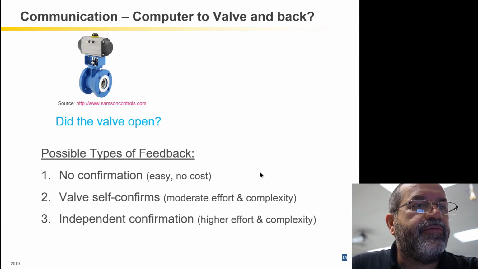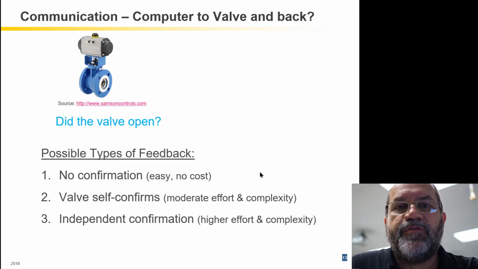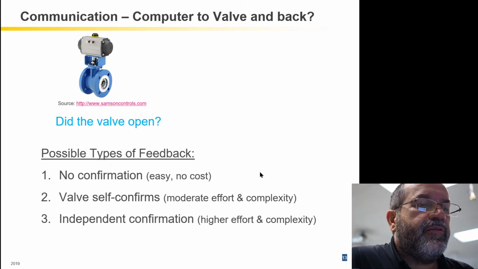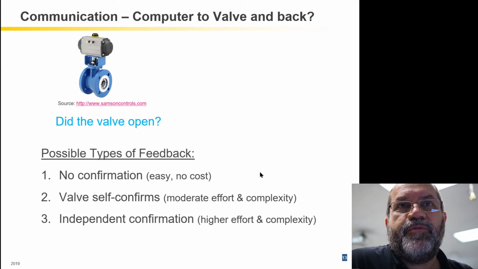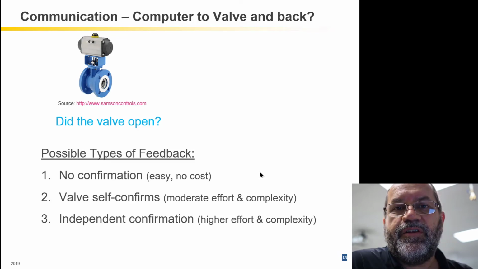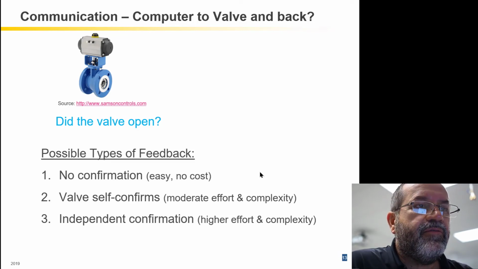Instead of having this valve tell us that it opened, we could actually put a flow switch downstream from this valve to actually measure whether or not the water, or whatever the fluid is, is coming through the pipe. That would be an independent confirmation. Now, independent confirmation is the most reliable because it's independent, but it's also the most complex, requires the most maintenance, and it's the most expensive. Whenever you design a control system, you have to decide how much feedback do I need? Do I need any? And what's it going to cost?